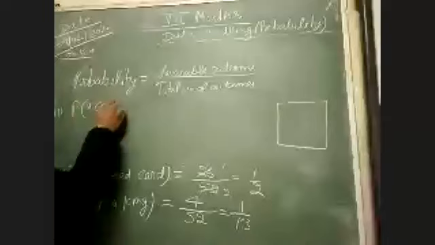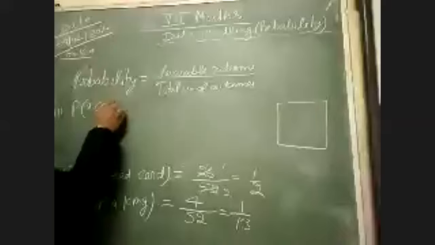So probability of getting a spade card is 1 by 4, probability of getting a red card is 1 by 2, and probability of getting a king is 1 by 13. This is your question, and you are observing that all these probabilities are less than 1.